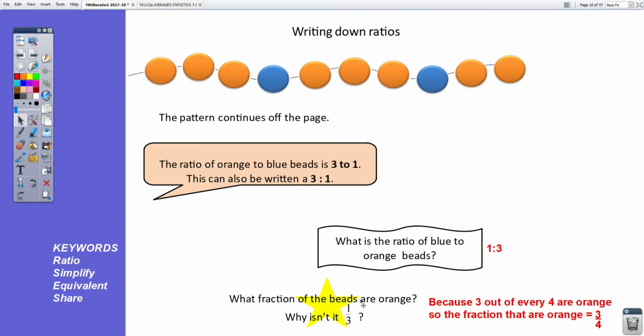This was the important question on this slide. What fraction of the beads are orange? Why isn't it a third? Well, if we just take one part of this pattern, where we can see the ratio is 3 to 1, because 3 out of every 4 beads is orange, the fraction that are orange isn't 1 in 3, it is 3 over 4, 3 out of 4, 3/4. Okay, so that is what the fraction is, 3/4.